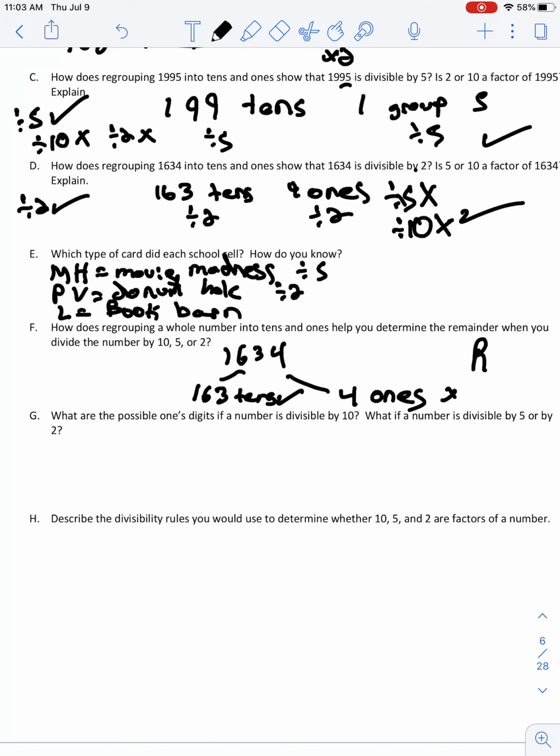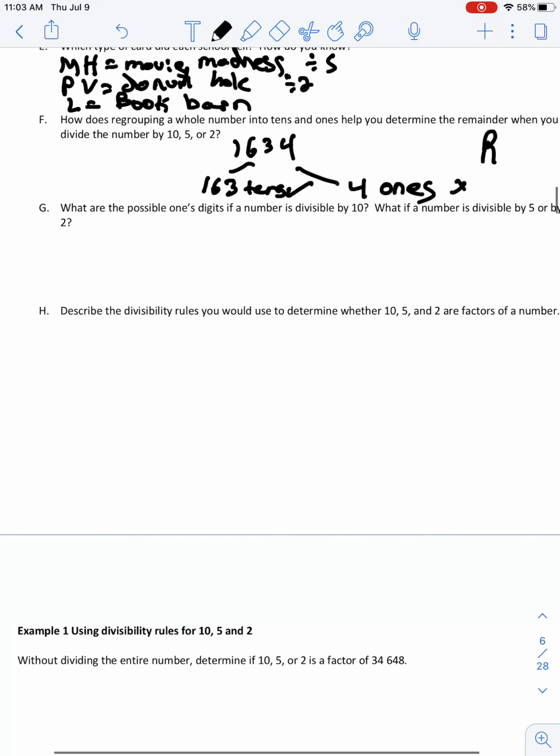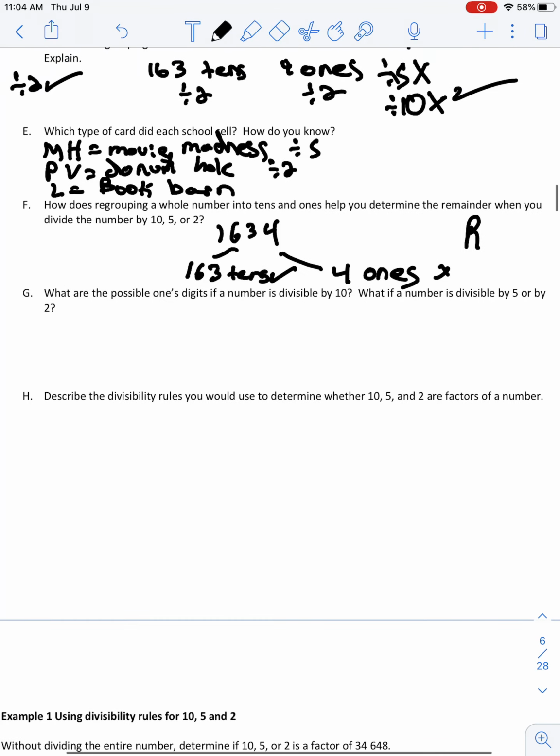What are the possible ones digits if a number is divisible by 10? What if a number is divisible by 5 or divisible by 2? So we know that if it's divisible by 10, it has to have a remainder of 0. So it has to end in 0. If it's divisible by 5, it must end in 0 or 5. And if it's divisible by 2, it must end in 0, 2, 4, 6, 8.